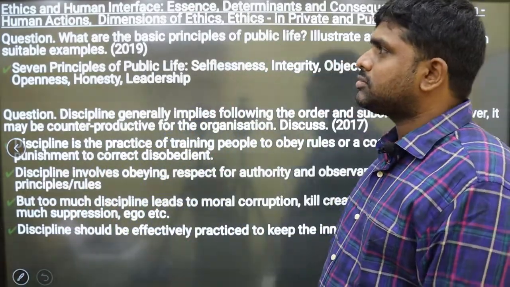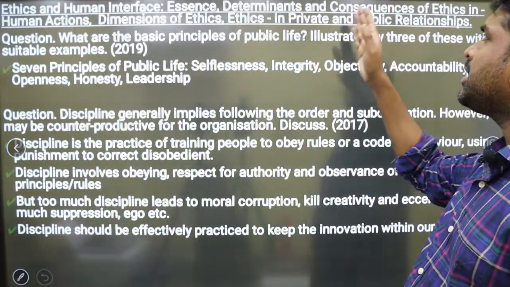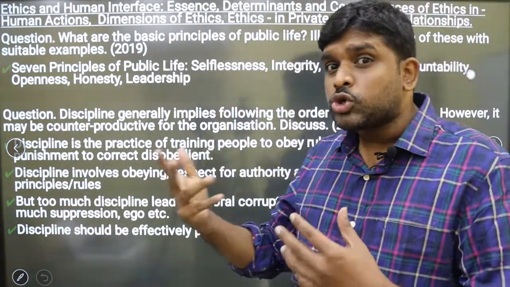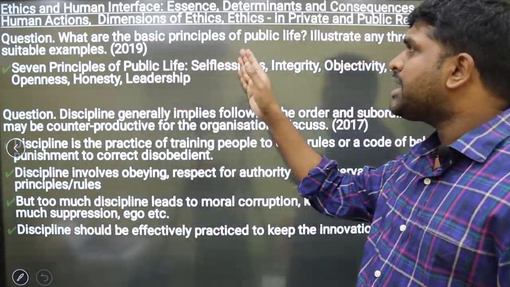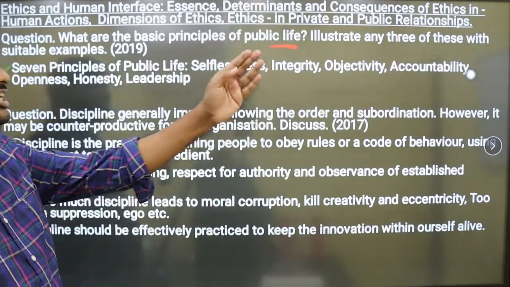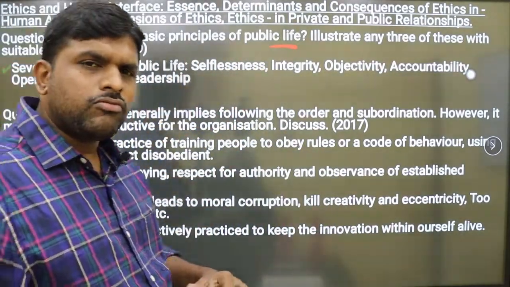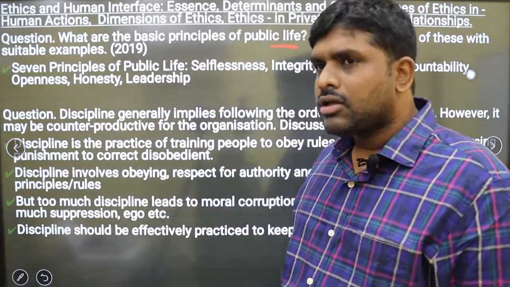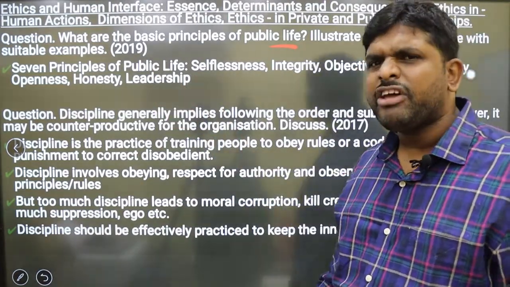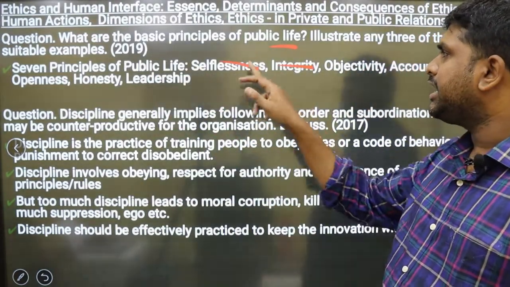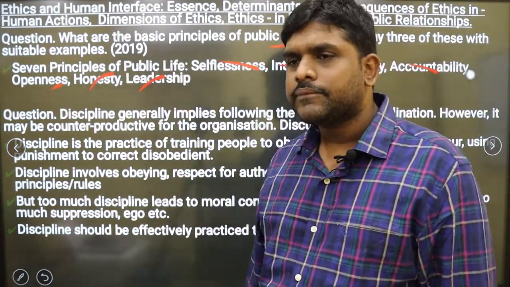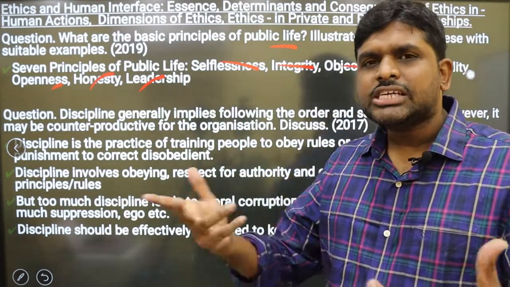We will see some previous questions. Ethics and human interface: essence, determinants and consequences of ethics in human actions; dimensions of ethics; ethics in private and public relationships. How are the questions asked? First question: What are the basic principles of public life? Illustrate any three of these with suitable examples. The 7 principles of public life are very famous: selflessness, integrity, objectivity, accountability, openness, honesty, leadership. Take any three and just explain them.